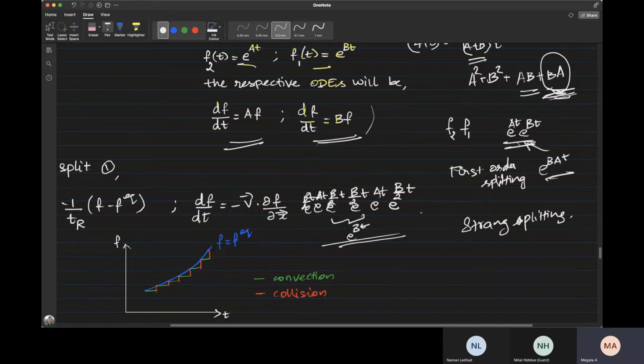So this is close to our old splitting, but only at the corners we'll be having e power b by 2t. Corners in the sense the initial time step and the last time step. In those cases, we'll be having e power b by 2t. But in the interior time steps, these will be equal to the same old splitting only. But this leads to second order accuracy. So people do this kind of operator splitting to separate the different kinds of physics.